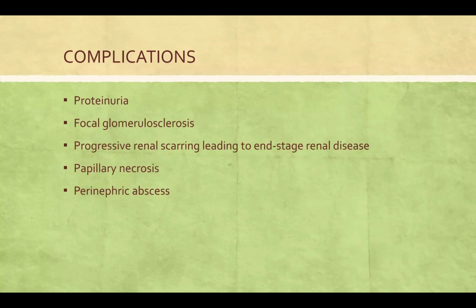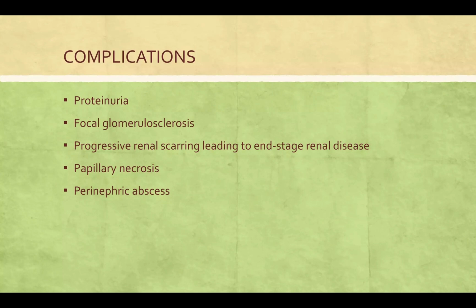The complications are the proteinuria. The protein can be excreted in the urine, and focal glomerulosclerosis will be there, and progressive renal scarring leading to end stage renal disease, and papillary necrosis and perinephric abscess will be there. These are the complications of chronic pyelonephritis.